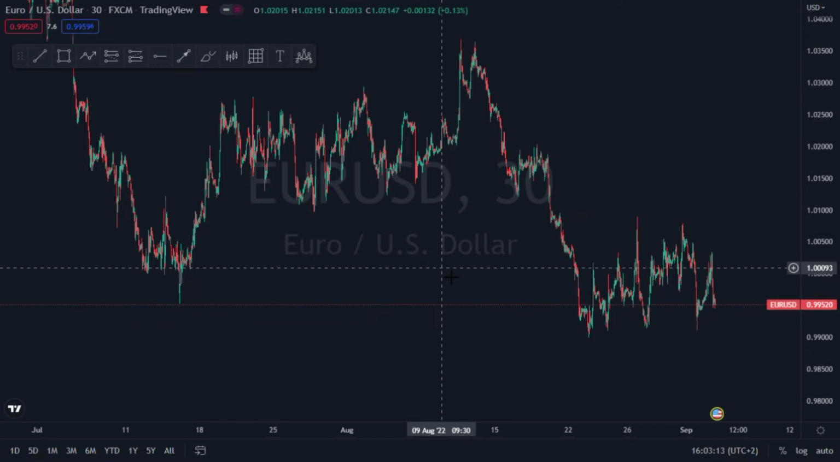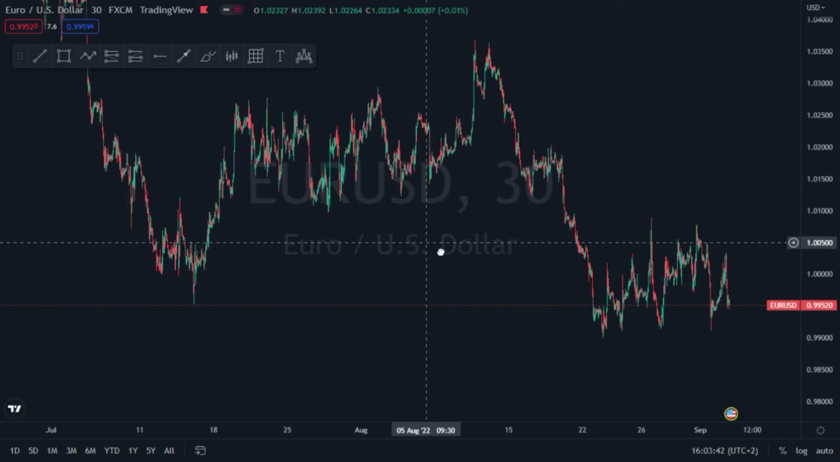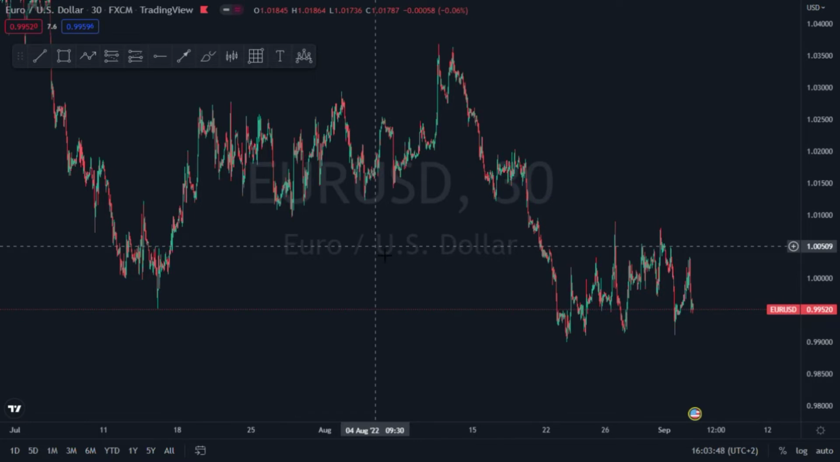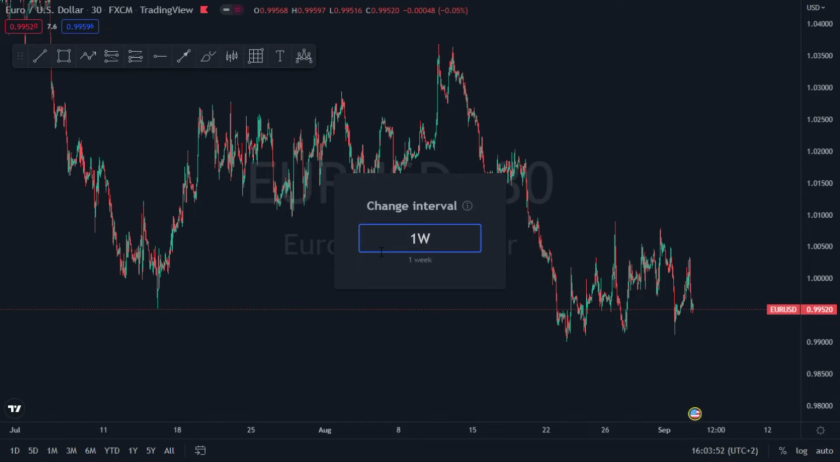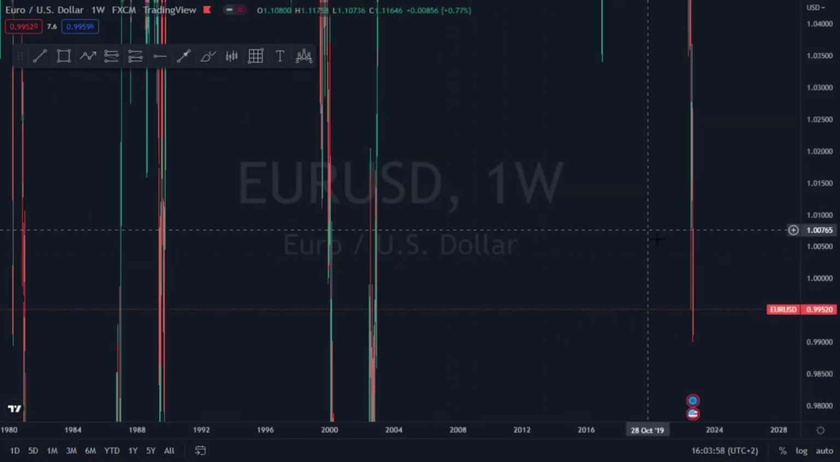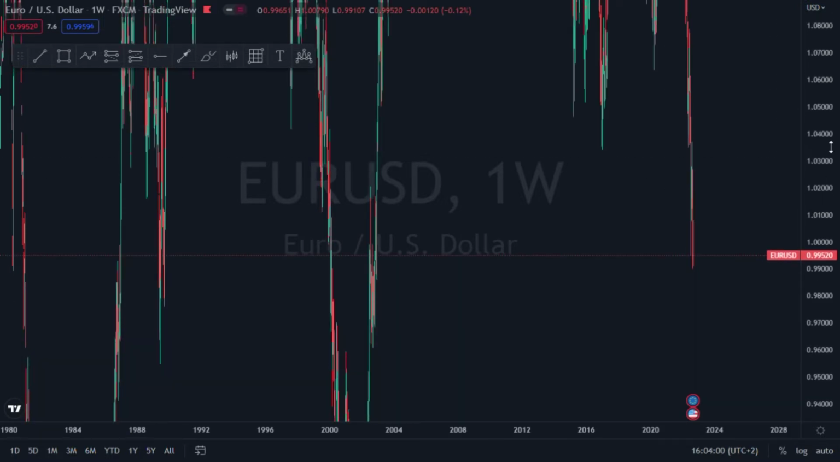So without wasting much time, what we are looking at right now is the Euro USD. As I always say, we can never start analyzing the market from smaller time frames without first understanding the bigger picture of the market. So what we have to do is understand where the market is more likely to go in the near future. So I'm going to scale it up to the weekly time frame. So this is the weekly time frame.